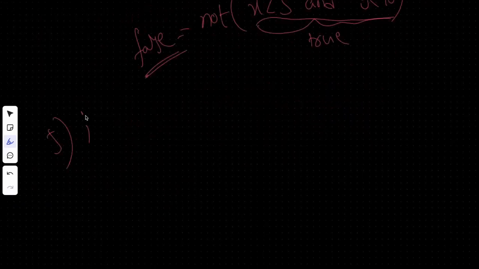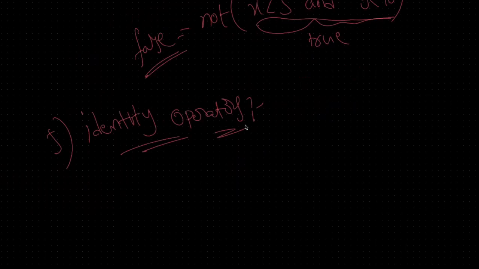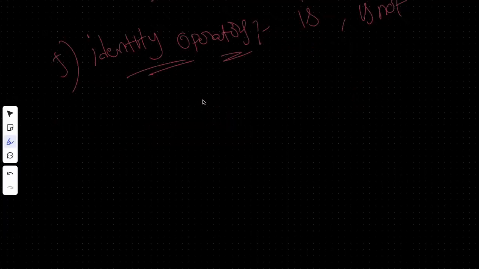Next we have identity operators. Identity operators are used to compare objects, not if they are equal, but if they are actually the same object with the same memory location, right? We have the is and is not operators. What is is and what is not? Is returns true if both variables are the same object.